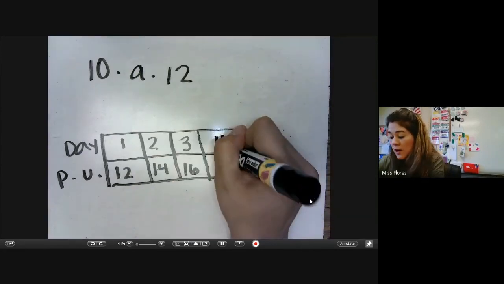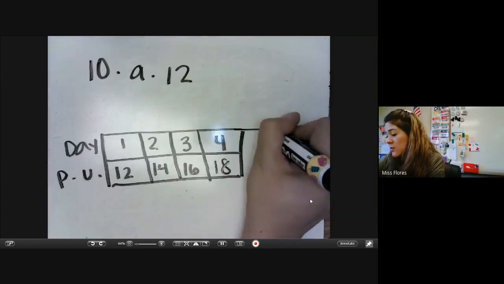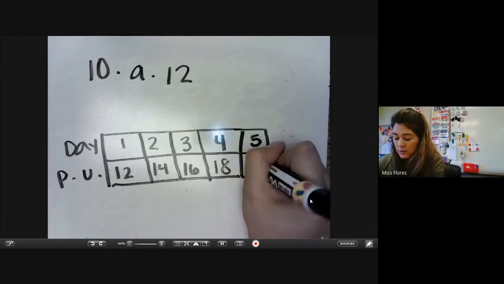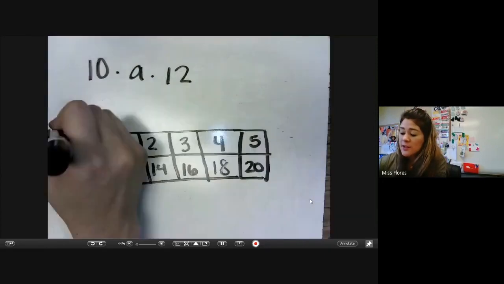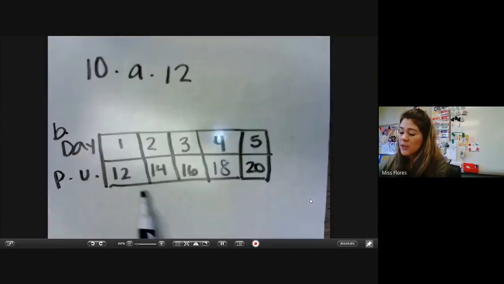And day 4, 16 plus 2 is 18, and it's actually supposed to be 5 days. I'm gonna add another square. And day 5, he goes up to 20. Okay, so then our question A, so this actually is our answer for B. Okay, how many push-ups did he do in total?